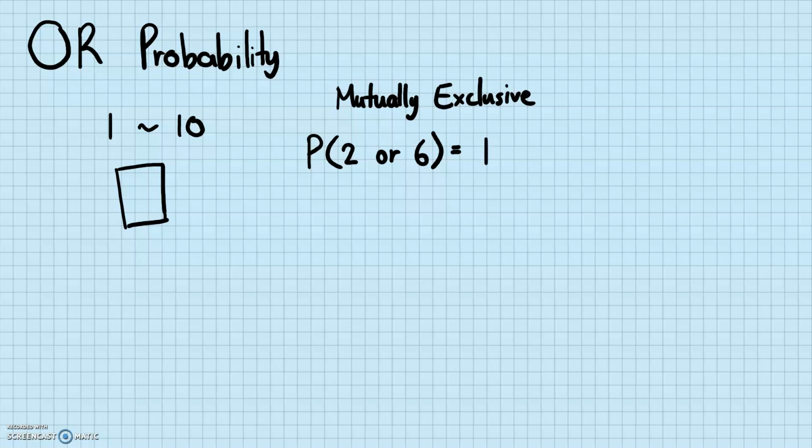Mutually exclusive, so you simply add the two probabilities together. The probability of picking a 2 plus the probability of picking a 6. Both of these are going to be 1 out of 10 if we have just one card per number. And that's going to be 1/5. Now let's look at some non-mutually exclusive examples.